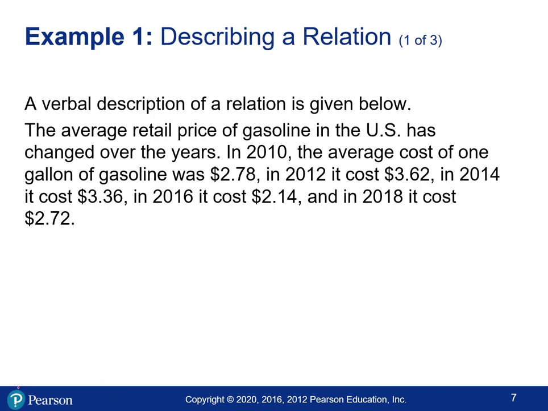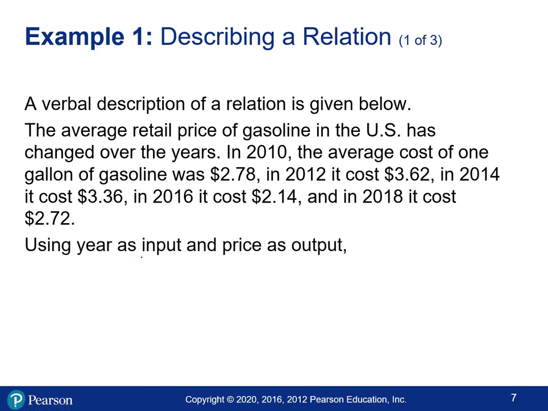So here's an example of describing a relation with words, a verbal description. The average retail price of gasoline in the US has changed over the years. In 2010, it was $2.78 for 1 gallon. We know this is very outdated because gas is way more than that right now, especially depending on where you live. So $2.78. In 2012, $3.62, and so on. And it's saying in 2018 it cost $2.72. At the time of this video, and where I live, gas is approaching $5 per gallon, just to give it some context. Just a side note there.